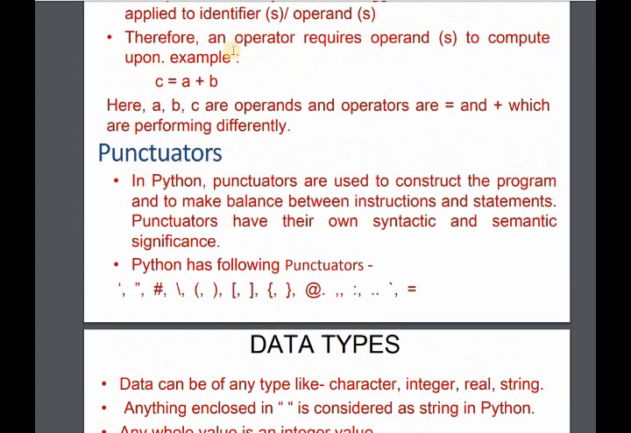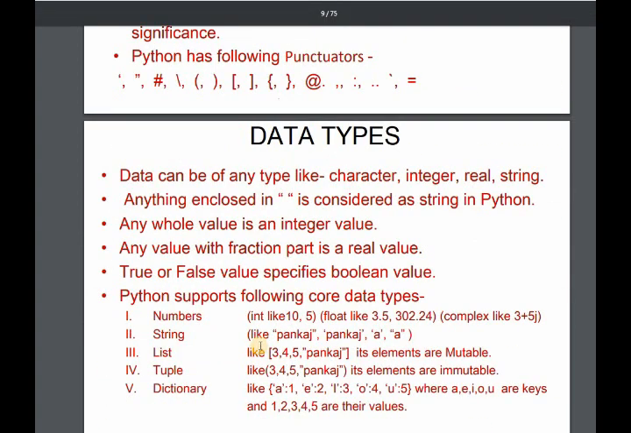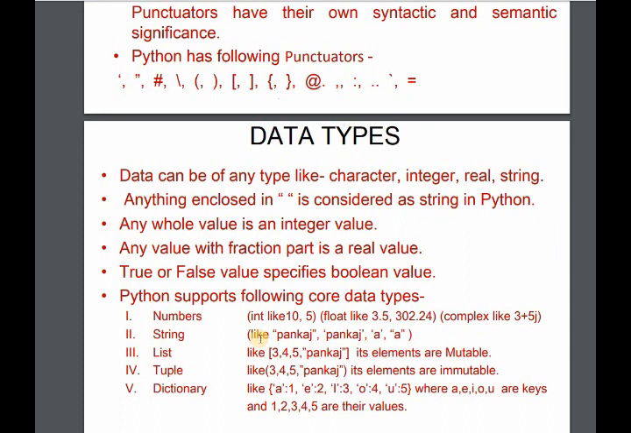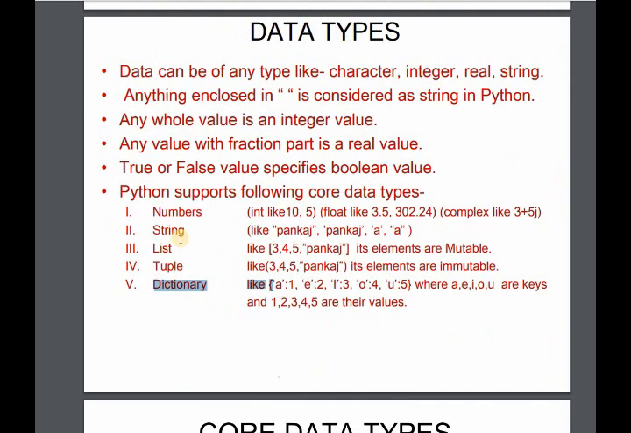Then go for the data type. There are some types of data types based on the data. Numeric for number data type, string for text, list, tuple and dictionary. So there are 5 main data types present inside Python. Number, where you can store a number. A string, where you can store text.